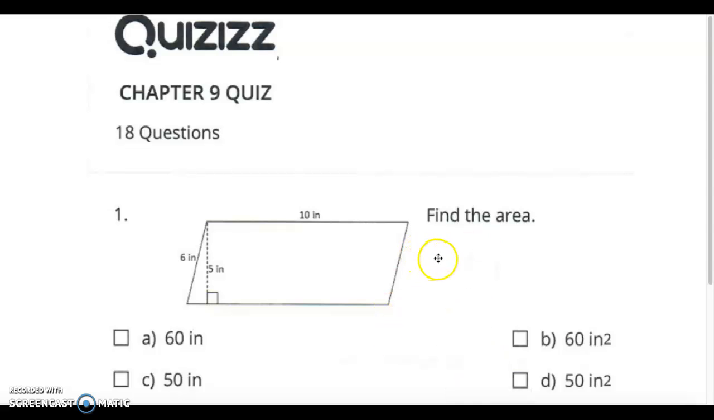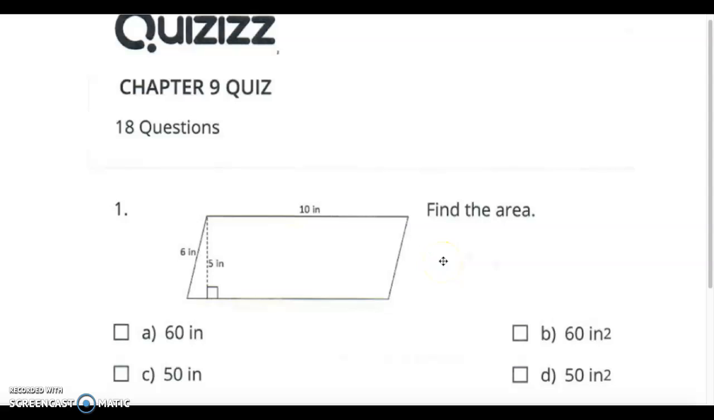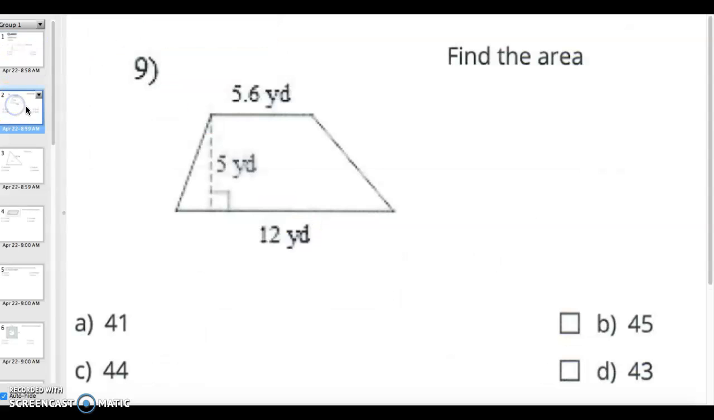Okay, so question number one. This is a parallelogram. In order to find the area, you need to do base times height. 10 is the base, 5 is the height. Okay, use your formula sheet for the area of the figures. 6 is not the height. The height is the dotted line. So again, base times height. That's number one.